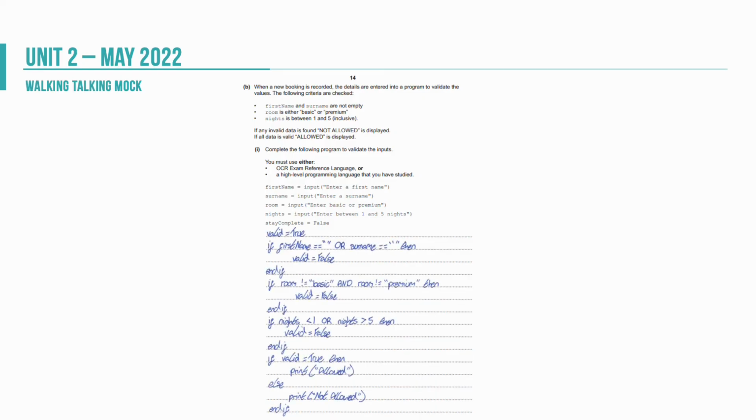So this one is fairly lengthy. It's also an example of a question where there are multiple correct answers. So what I'm showing you is not the only correct answer, but it is the one they recommend within the OCR mark scheme. We want to check if first name equals blank or surname equals blank, set valid to false. If room doesn't equal basic and room doesn't equal premium, set valid to false. If nights are less than 1 or greater than 5, set it to false. And then at the end, check, is that value of valid true or false? Like I say, a bit of a tough one there because there are lots of correct answers, but have a think around whether you're along the right lines there for each key section of code for the marks available.